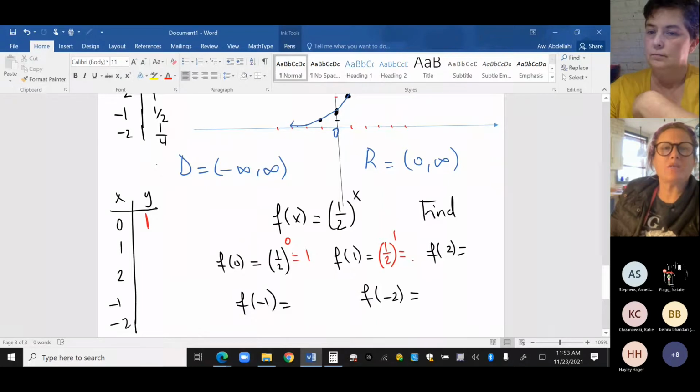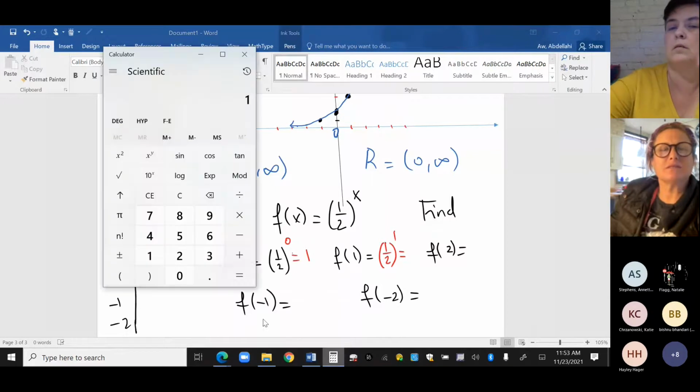Wait, I'm sorry. Why is that 1? Yes, any number raised to the 0 power is 1. Now look at what I was saying. Everybody sees my calculator? Yes.